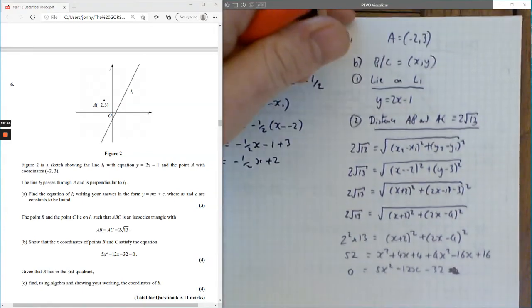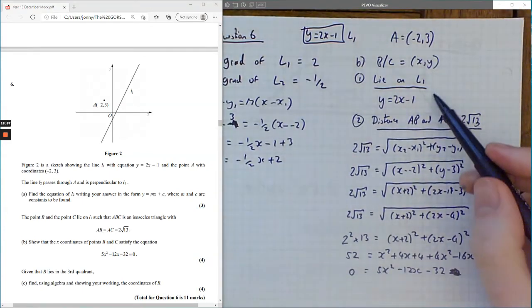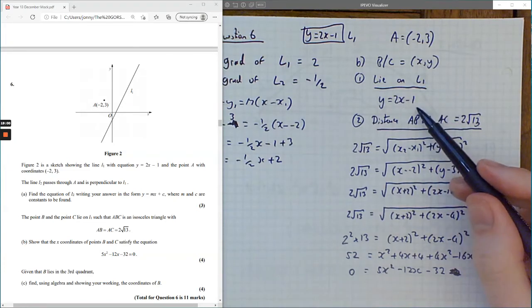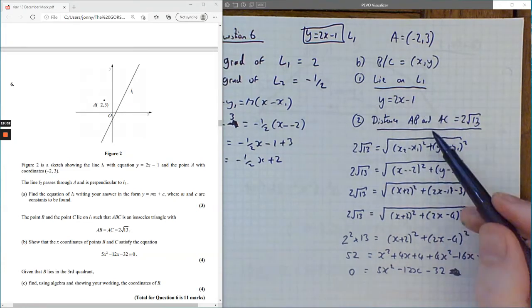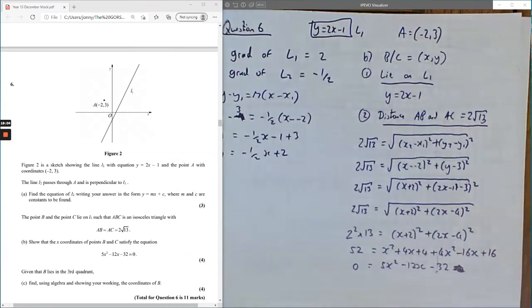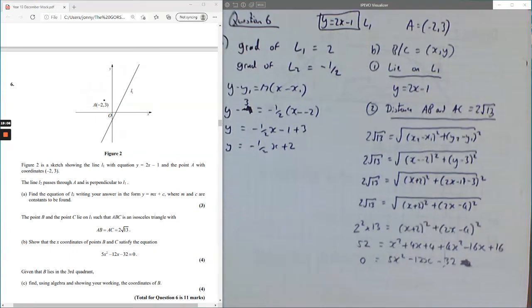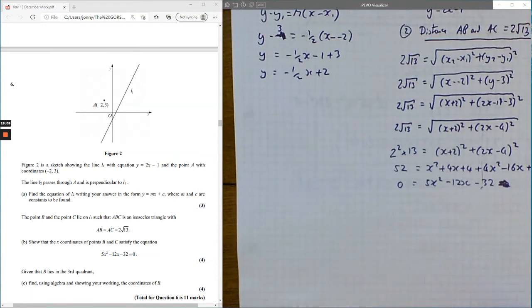So we've had to use those two pieces of information. Lying on L1 means that y equals 2x minus 1, and that distance, we're using the distance equation and then substituting in and manipulating it. That's part B. Finally, part C.